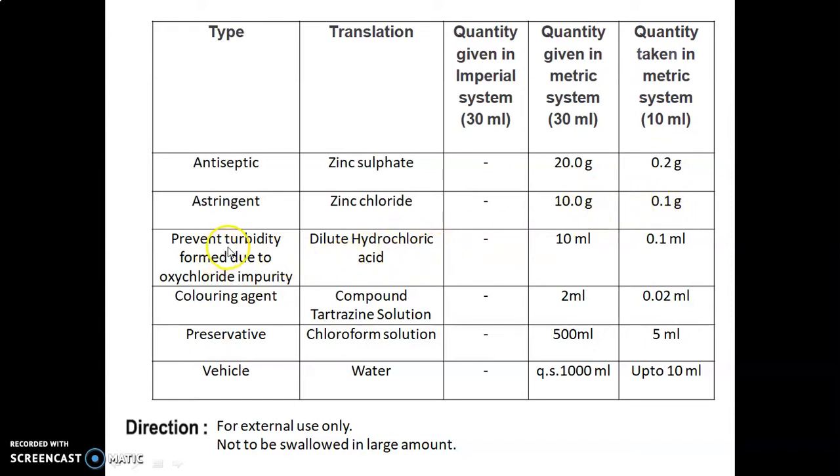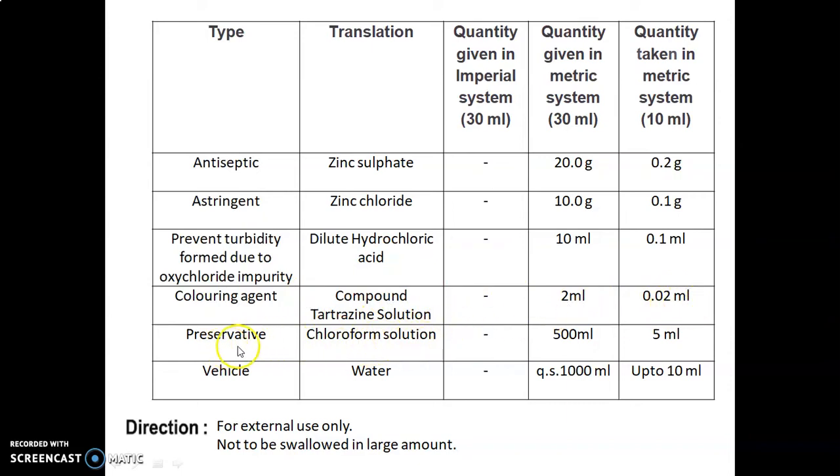Dilute hydrochloric acid is used to prevent the turbidity formed due to oxychloride impurity, quantity given is 10 ml; multiply it with the factor, we will get the quantity taken, that is 0.1 ml. Compound tartrazine solution is used as a coloring agent, quantity given 2 ml and quantity taken 0.02 ml.